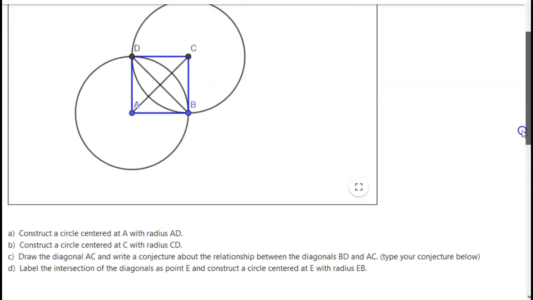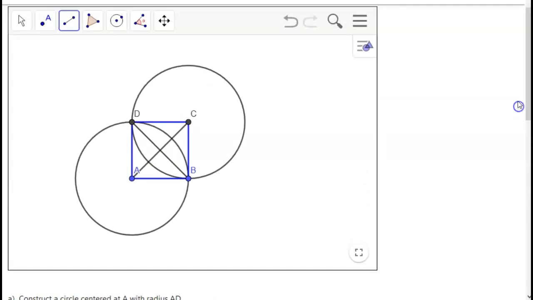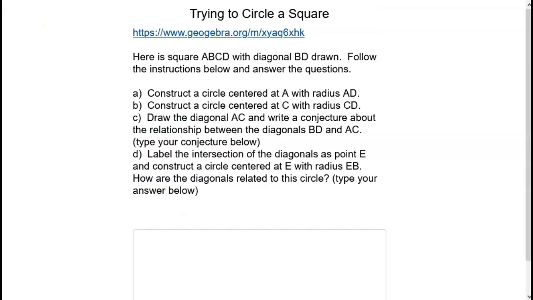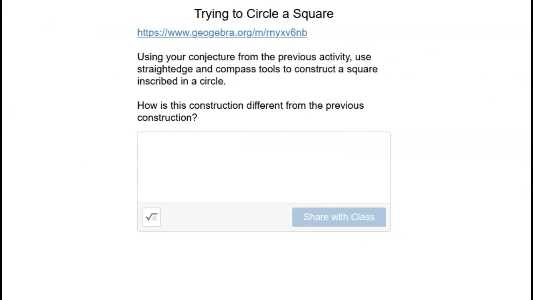And then label the intersection of the diagonals as point E. So we're going to put a point where those two diagonals are meeting, and then we're going to use that as the center of our circle, and now we have that square inscribed in the circle.